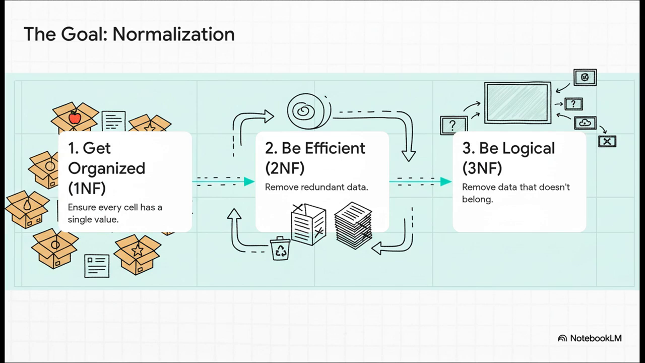First, you get organized. Make sure every box has only one thing in it. Then, you get efficient by getting rid of information that's just repeated over and over. And finally, you get logical. If a piece of info doesn't belong there, you move it to its own table where it does.